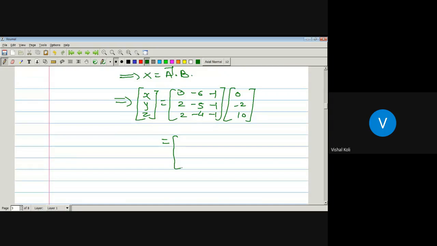And now multiply these two matrices. Here we get 3 into 0, 0, minus of 6 into minus 2 plus 12, minus 1 into 10, minus of 10. Again 2 into 0, 0, minus 5 into minus 2 plus 10, minus 1 into 10, minus of 10. 2 into 0, 0, minus 4 into minus 2 plus 8, minus 1 into 10, minus of 10.